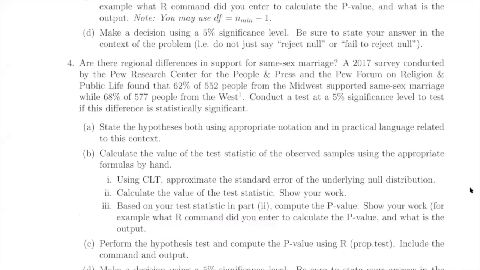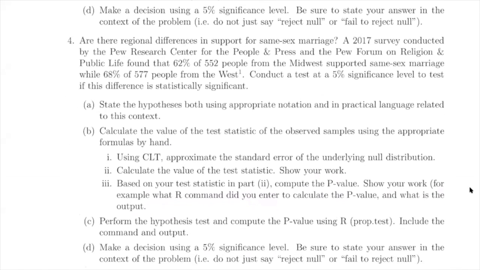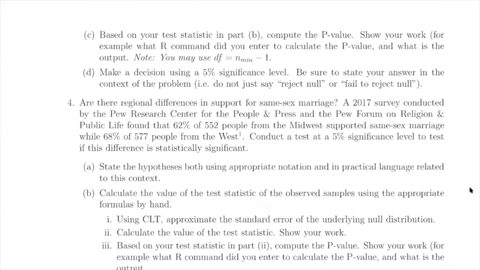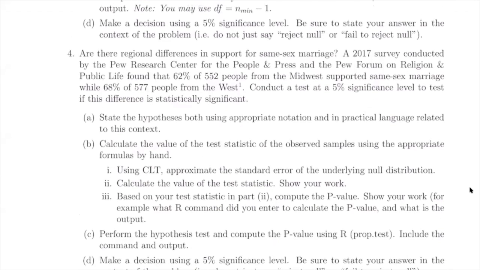So you're asking about question 4, is that right? This one over here? What we're testing is, is this difference statistically significant? This difference being this proportion compared to that proportion. Here we're looking at proportions of people that support same-sex marriage based on what region in the US they live in. So this is a difference in 2 proportions, and you're trying to set up a hypothesis test for those.